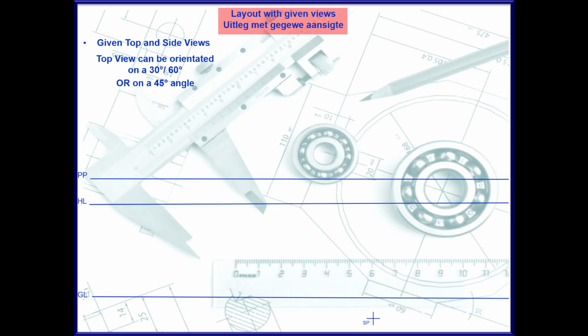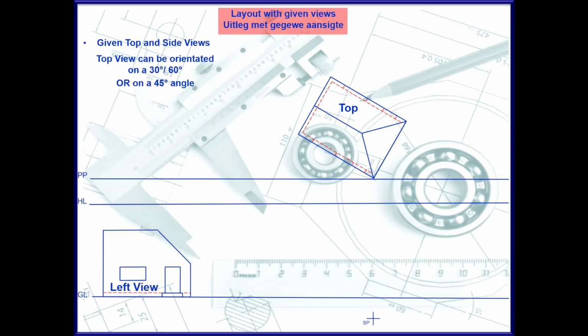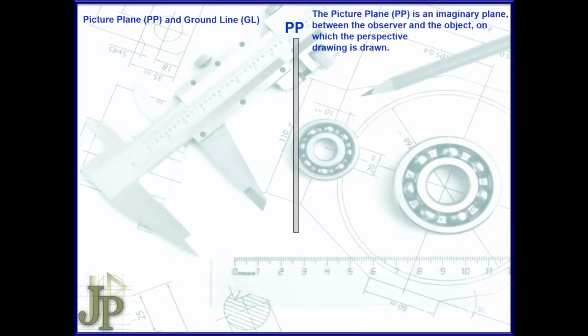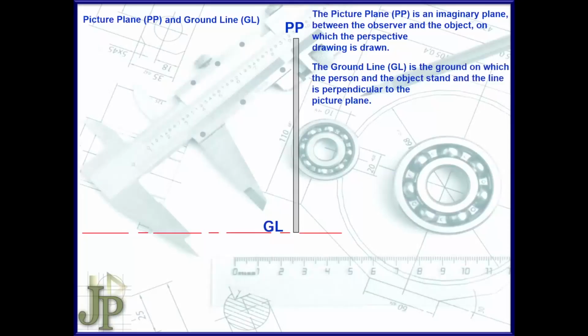For this specific drawing, my top view was orientated on a 30 and 60 degree angle with my left view placed on the left hand side and my front view placed on the right hand side. Next, it's also important to have a look at our picture plane as well as our ground line. The picture plane is an imaginary plane between the observer and the object on which the perspective drawing is drawn. You can also look at our ground line, which abbreviation is our GL, and the ground line is the ground on which the person and object stand, and the line is perpendicular to the picture plane.